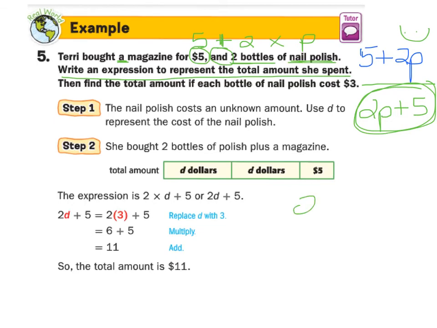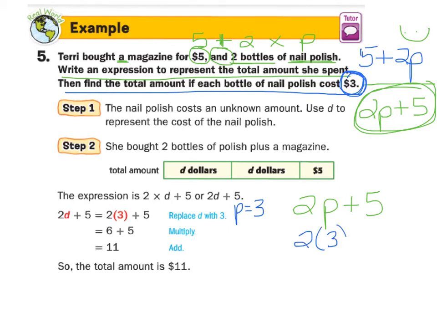So if we rewrite this down here, the last part of the story problem said, now go ahead and find the total amount that she spent if the nail polish cost $3. We could have pretended it cost 10 or 20 or 8, but they've decided to pick for us that 3. So if we say that P equals 3, now they want us to evaluate it. So 2 times 3 plus 5. And we follow our order of operations. First we're going to do multiplication, then addition. So 2 times 3 is 6. We rewrite it, and now we can do our addition. 6 plus 5 is 11. So she spent $11.